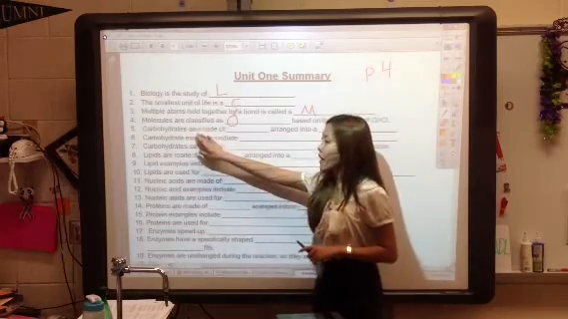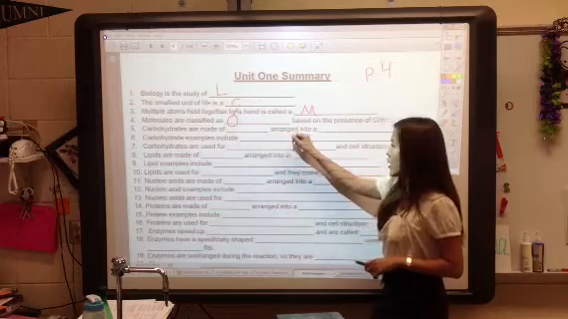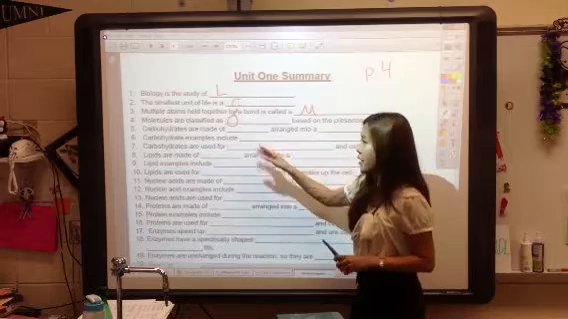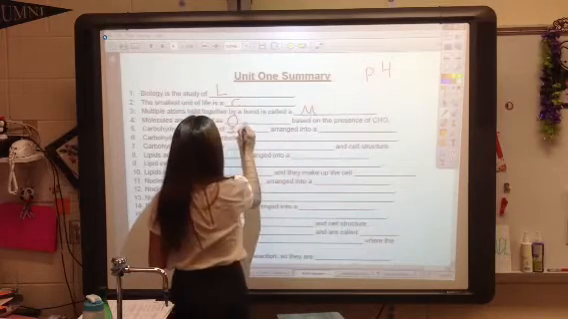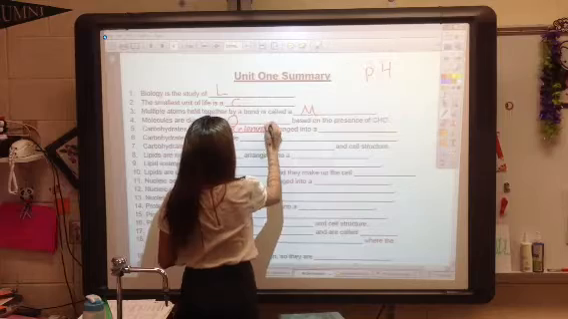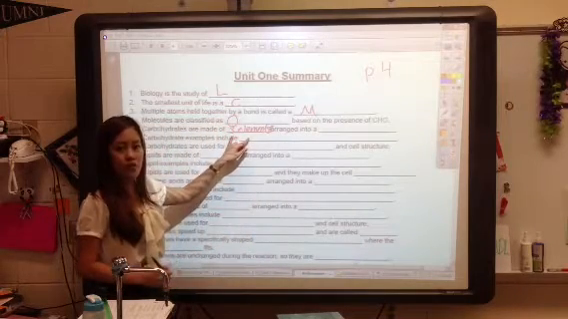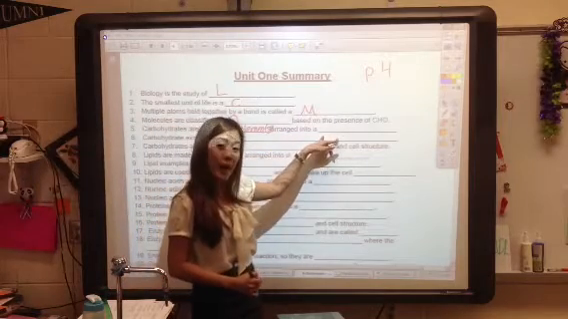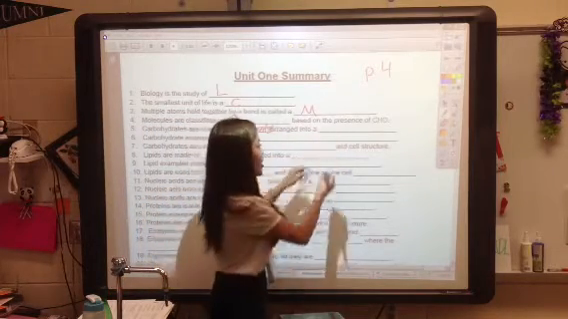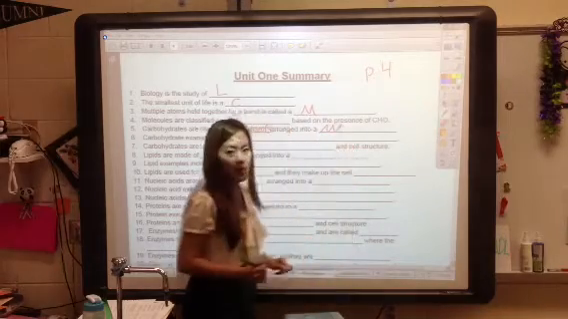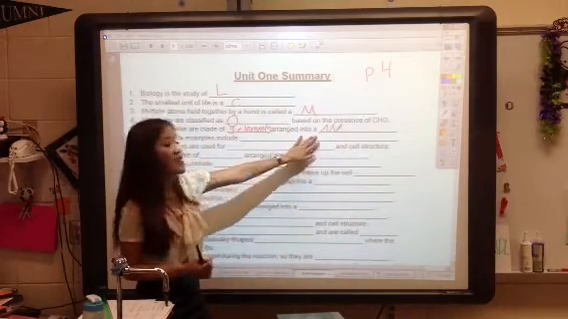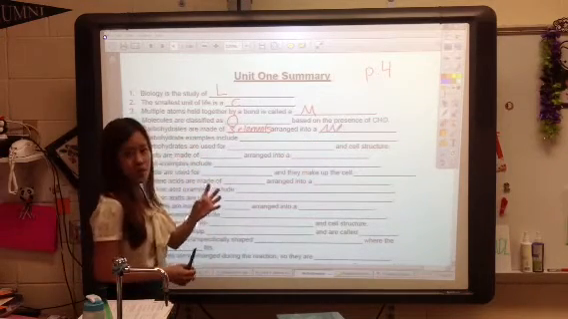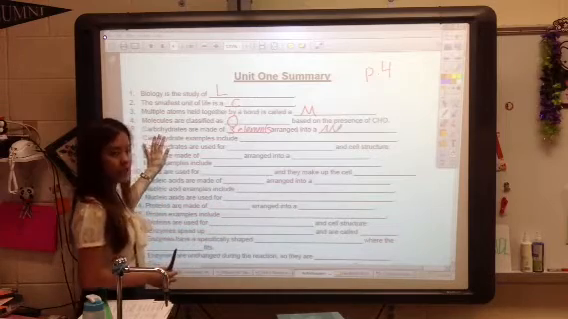Number 5, carbohydrates are made of blank arranged into a blank. Here you want to think about what elements are there. There's actually 3 elements, and don't write that in, but you should be able to fill in from your notes what 3 elements carbohydrates are made up of. And they're arranged into a monomer. What's the name of that monomer? It does start with an M. It's not the word monomer, but it starts with an M. And that's the subunit, or the smallest piece or building block, of a carbohydrate.